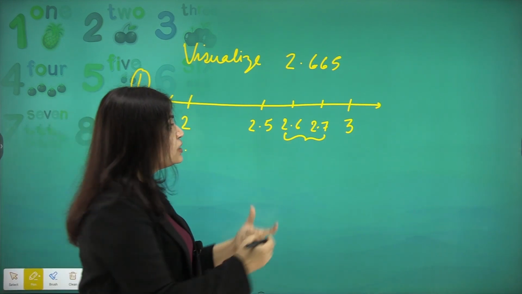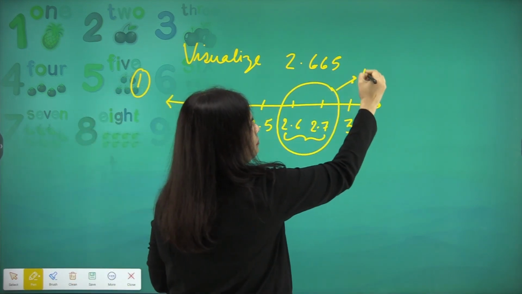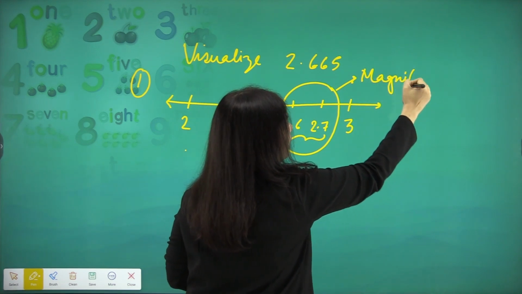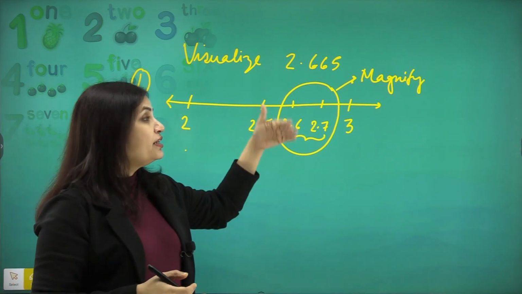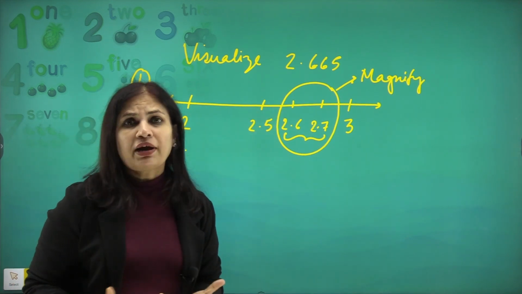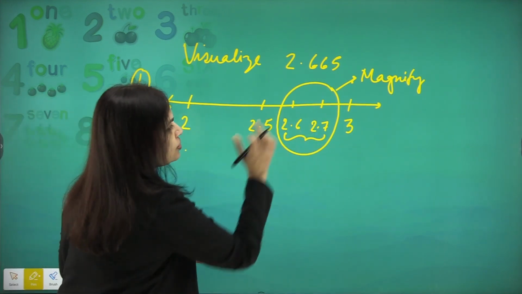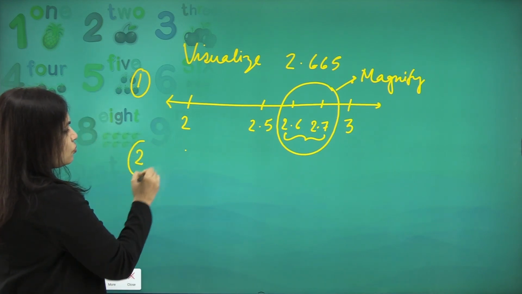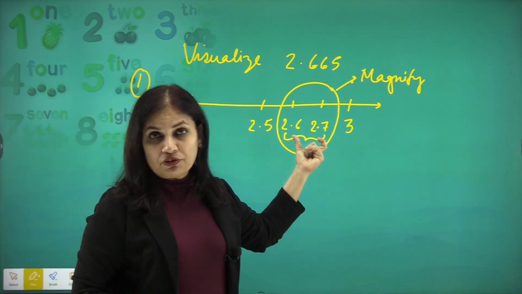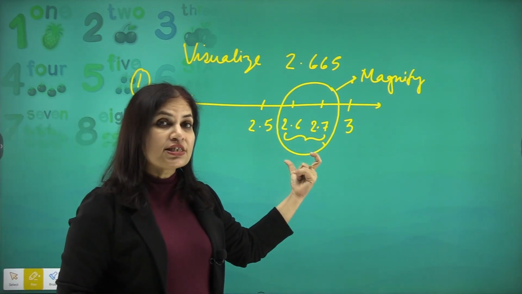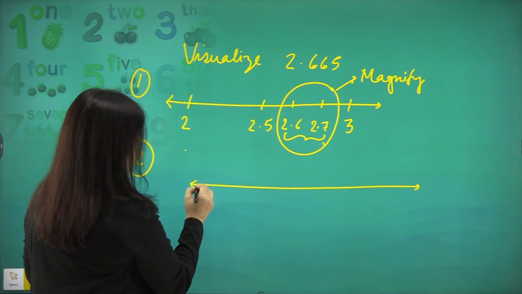For that I need to magnify this part. I cannot expand the number line on my piece of paper because I have limited space. So I need to magnify it. So what kind of magnifier am I going to use? I am going to use a method which magnifies this portion of the number line. So for that I need to go to step 2. In step 2, I'll only take this particular part of the real number line with endpoints 2.6 and 2.7.